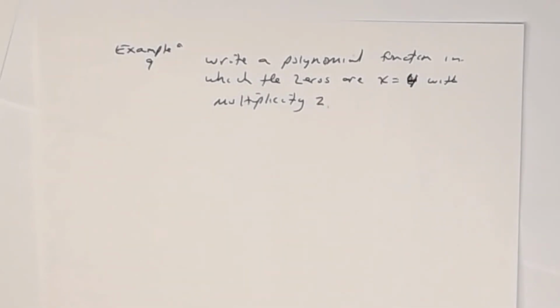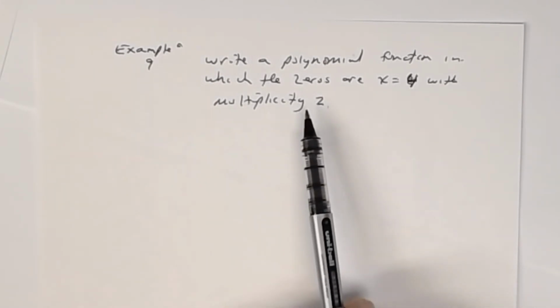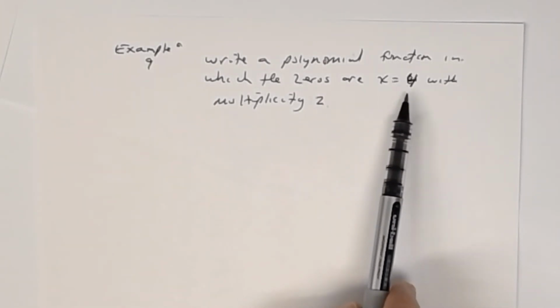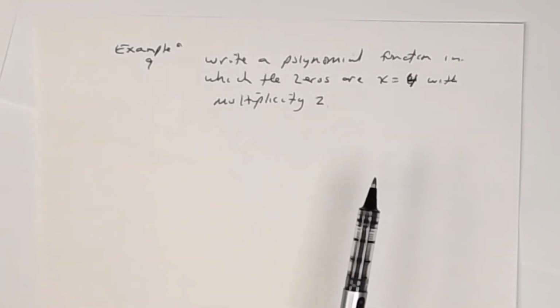So write a polynomial function in which the zeros are x equals 4 with multiplicity 2. Now what that multiplicity means, remember, we talked about that very briefly at some point previously, but what that means is that this occurs twice. So the multiplicity means this occurs twice. So x equals 4 occurred twice as a solution. Okay, that's what that means.